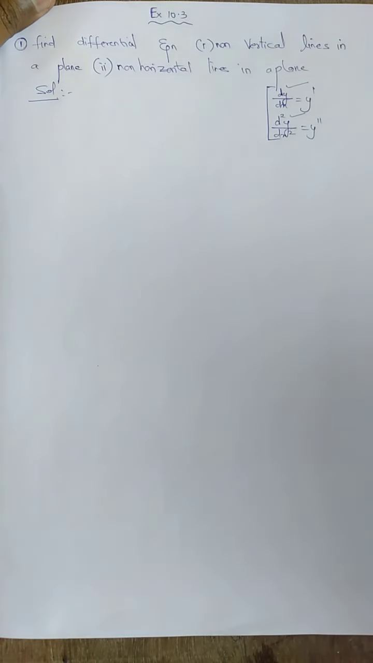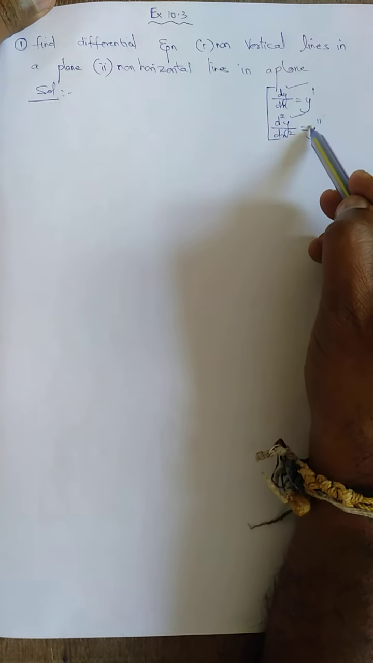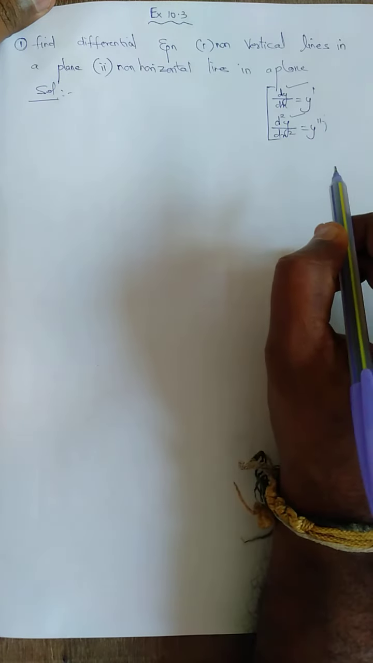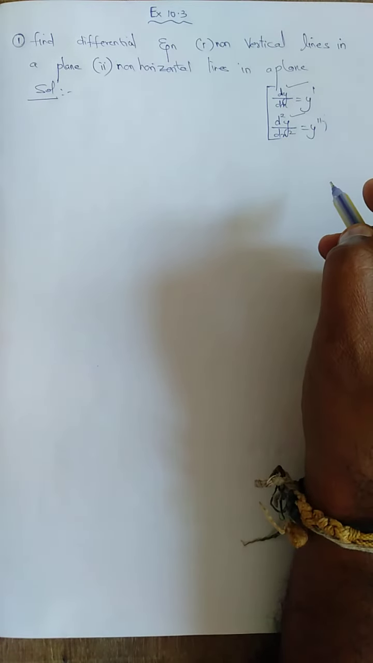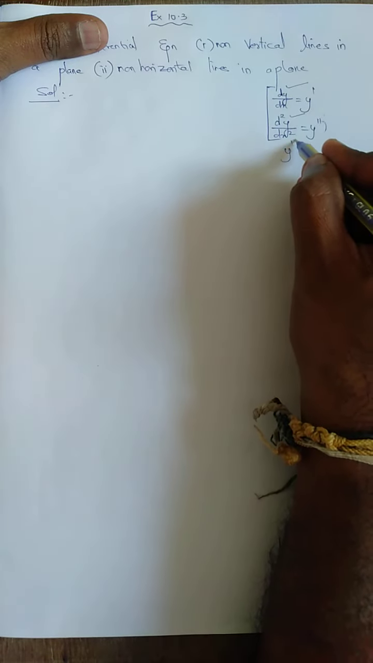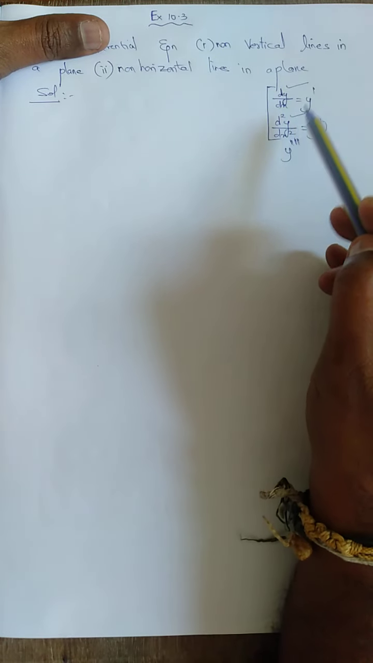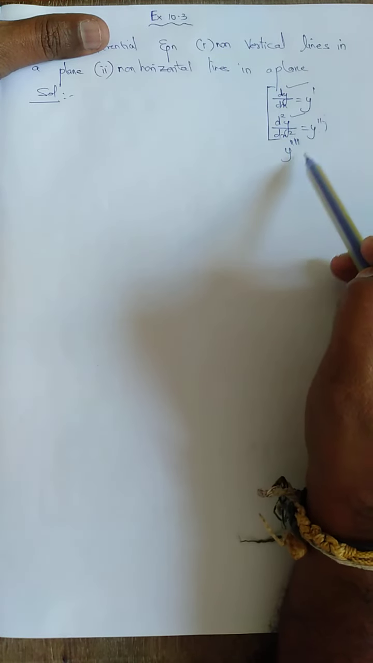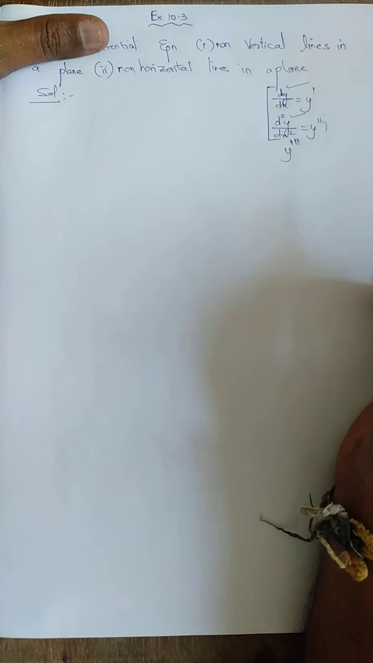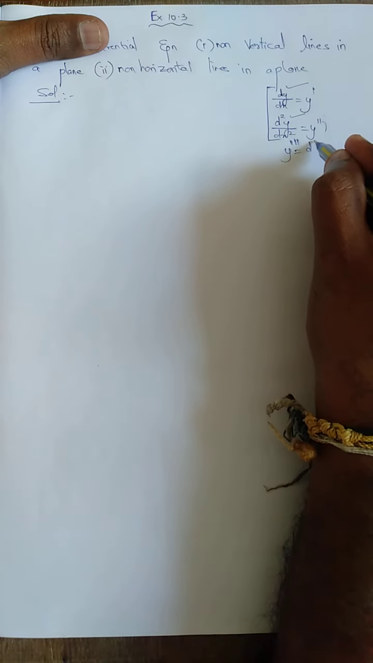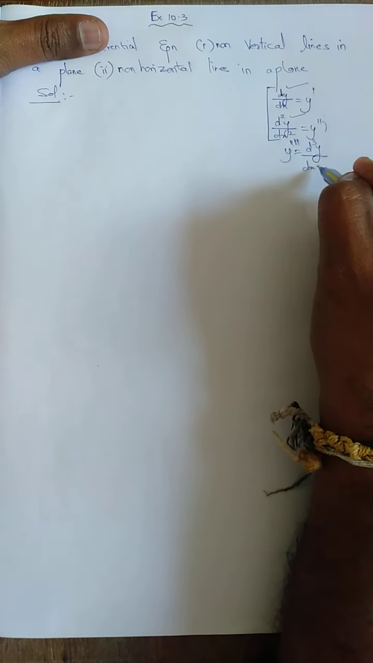What is the meaning of y double dash? Y double dash is nothing but differentiating twice. If we put y triple dash, this is called differentiating thrice. Dy by dx we can write as y dash, d square y by dx square is y double dash, and y triple dash is differentiating thrice, that is d cube y by dx cube.